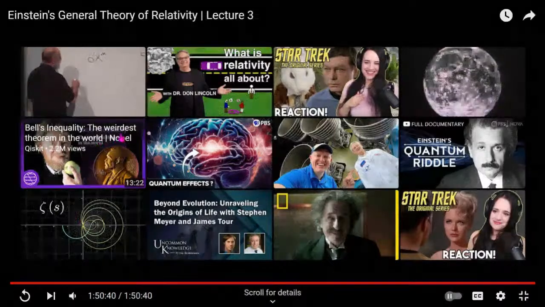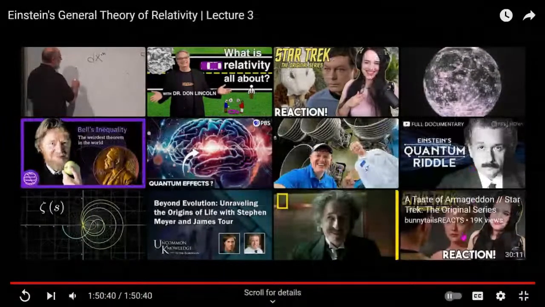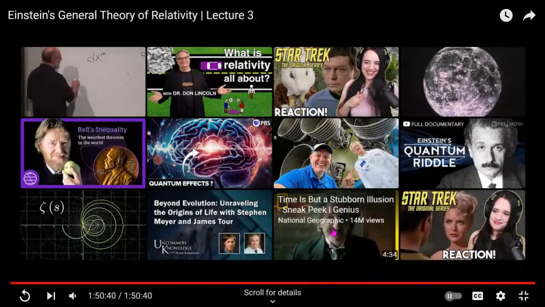Bell's theorem. Time is but a stubborn illusion.